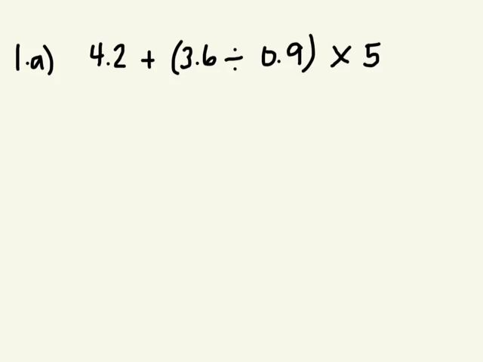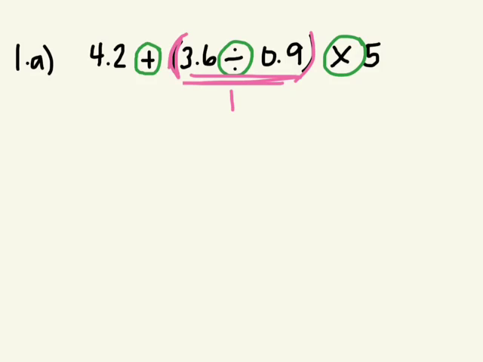So in this first example, we're not going to be calculating the answer. All I want you to tell me is which operation, which calculation you'd perform first. So look at the question. How many operations appear in this question? There's three. We have addition, division, and multiplication. Now, what would we perform first? The one within the brackets. This is what we're going to perform first, the brackets.